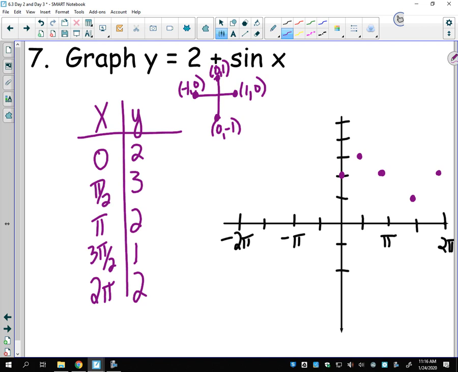And think about it. You don't have to draw this part in. But think about, normally we use the x-axis as that center line. This is now your center line. And look, we go one hump up, one hump down.